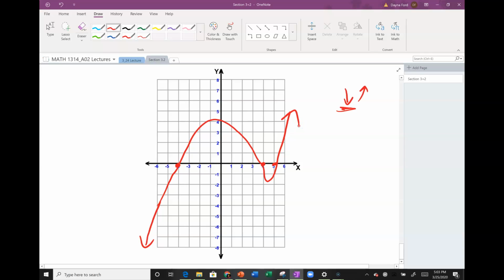I apologize. So I want you to practice graphing some of these polynomials. And then in the next section, we will look at what happens whenever we have larger degrees in standard format.